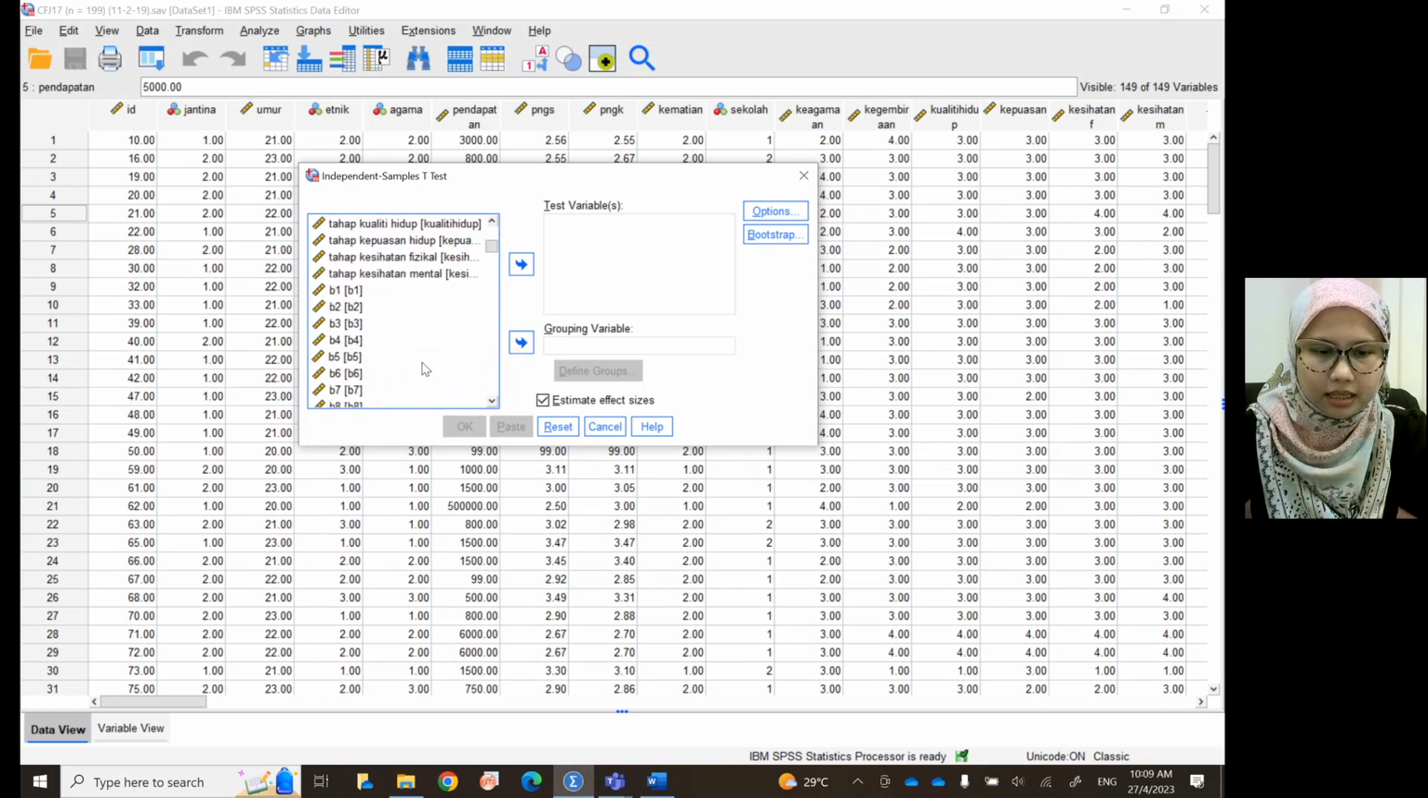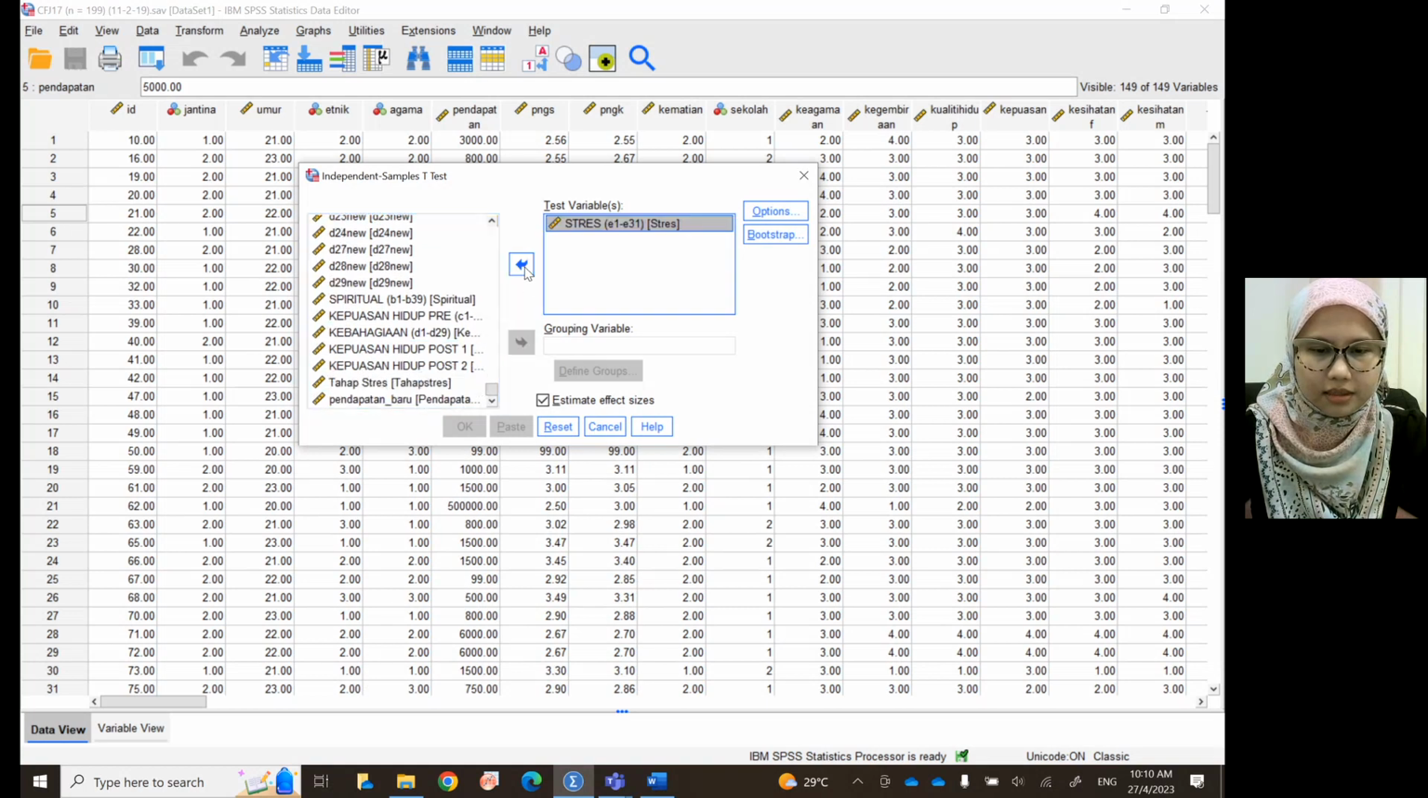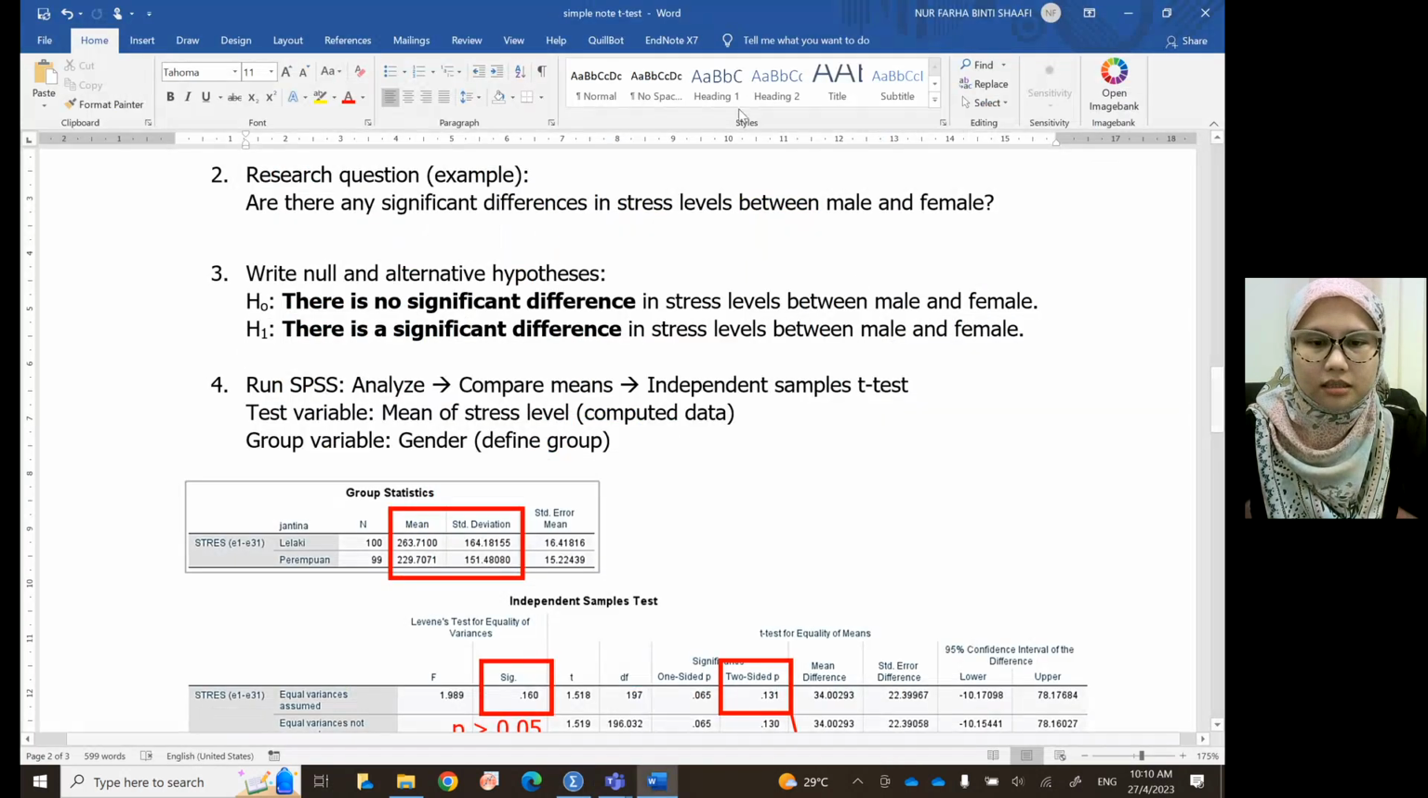What you need to do is search for your variable. The desired variable just now was stress, right? The stress level you put under test variable. How about the grouping variable? You refer to your sample note for the t-test. Test variable, just now we want to pick stress level. The mean of the stress level is the one that has been computed. Remember, computed data.